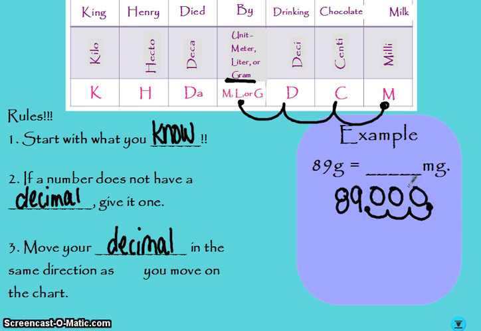And add my zeros, which means that 89 grams is simply 89,000 milligrams. The reason is that milli is actually 1/1000th. So, in that case, you have to multiply 89 by 1,000 to get to the milligrams.